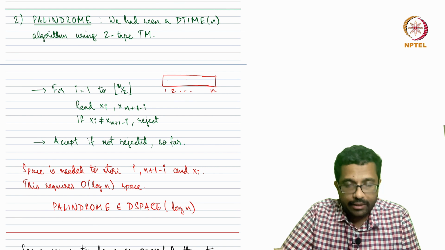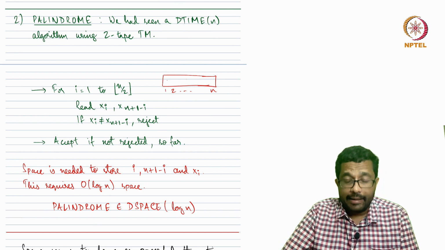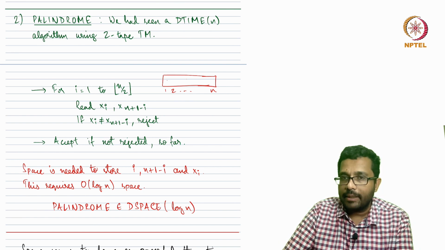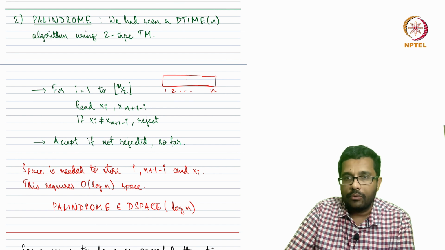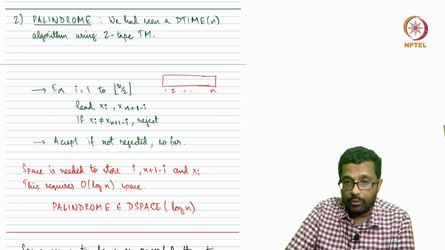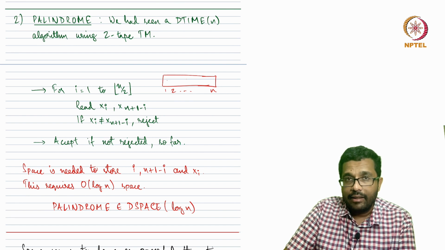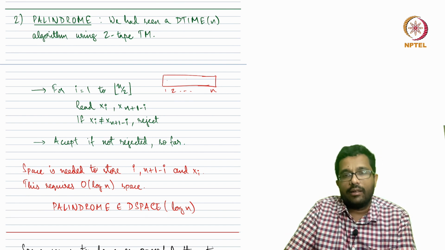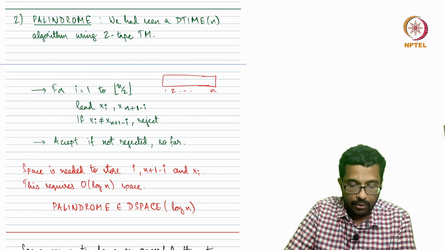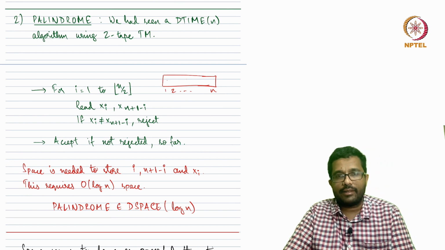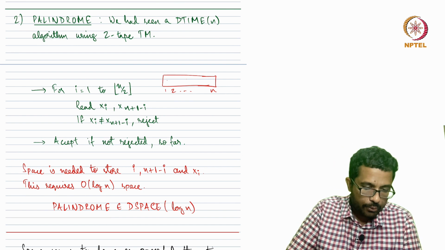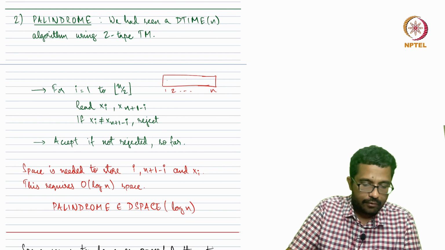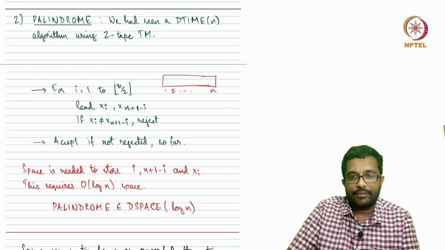We took SAT, which required exponential time, as we don't know of any sub-exponential algorithms for SAT. Now we could solve it in order n space. And palindrome, which required order n time, can now be solved in log n space. So here we have two problems which can be done much better in terms of space.